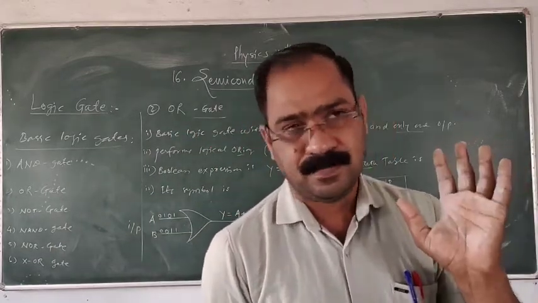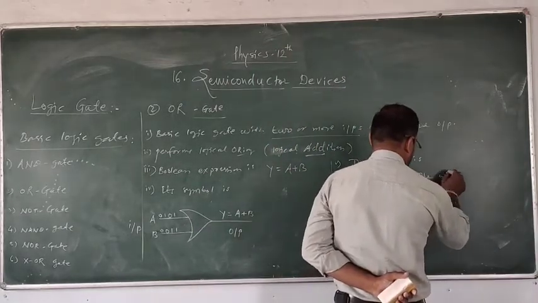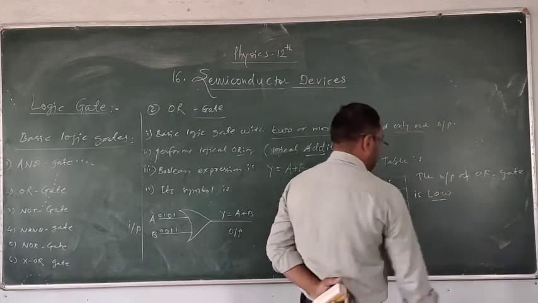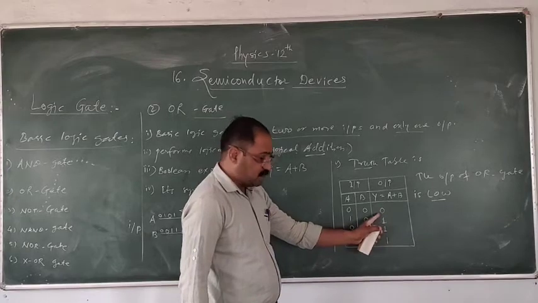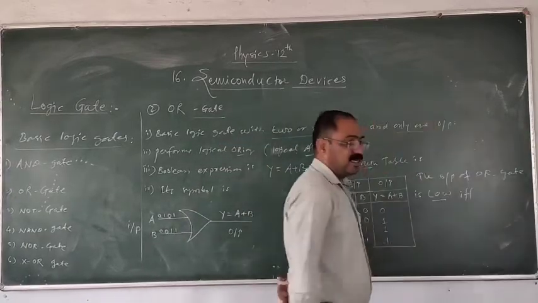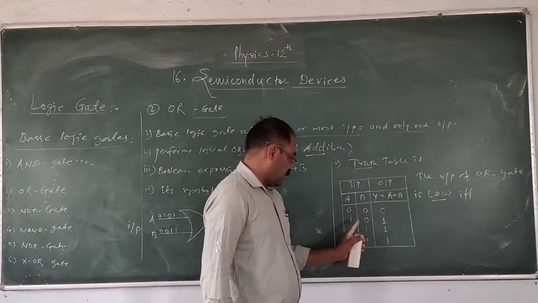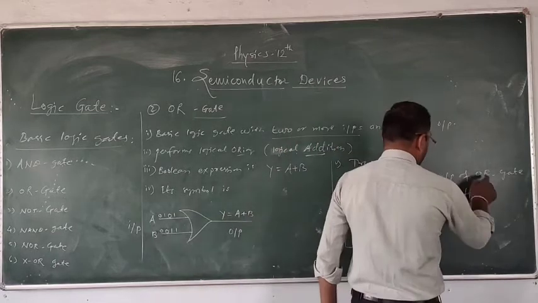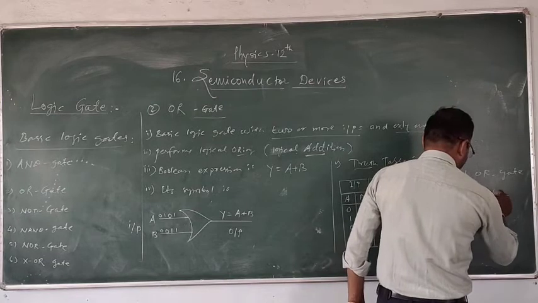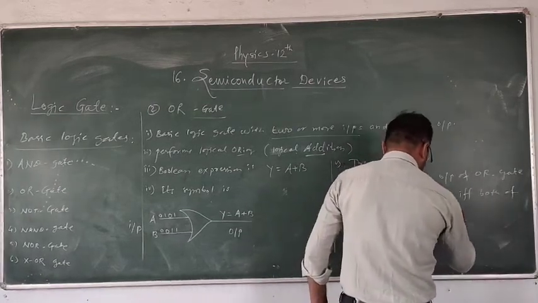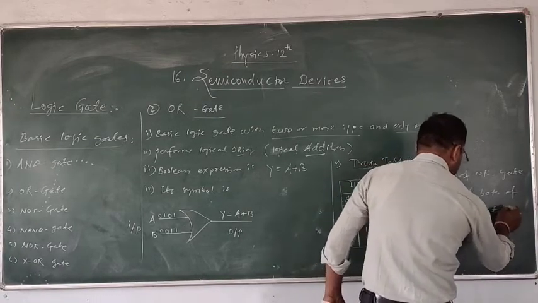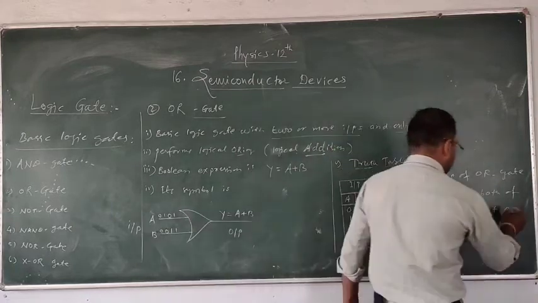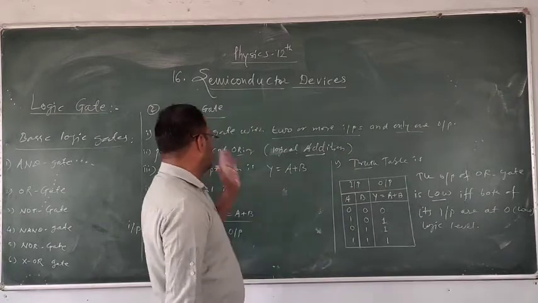Here the output of the OR gate is low when both of its inputs are at logic level 0. Keep in mind this: the output of the OR gate is low, meaning 0, if and only if... If one is 1 and the other is 0, then 1 will come. 0 1 gives 1, 1 1 gives 1. But when will it be 0? When both of its inputs are 0. Here the output of the OR gate is low if and only if both of its inputs are at 0 logic level. 0 logic level means low, you can say low here. So this is the OR gate.